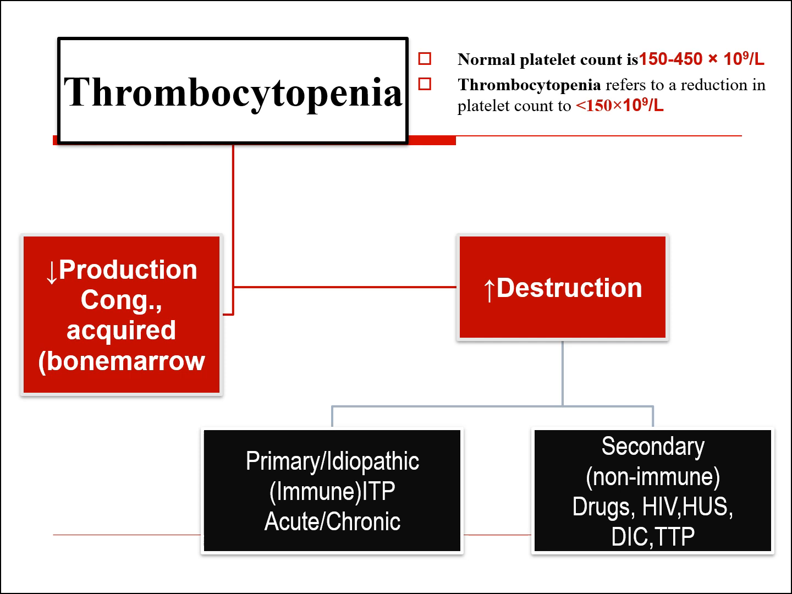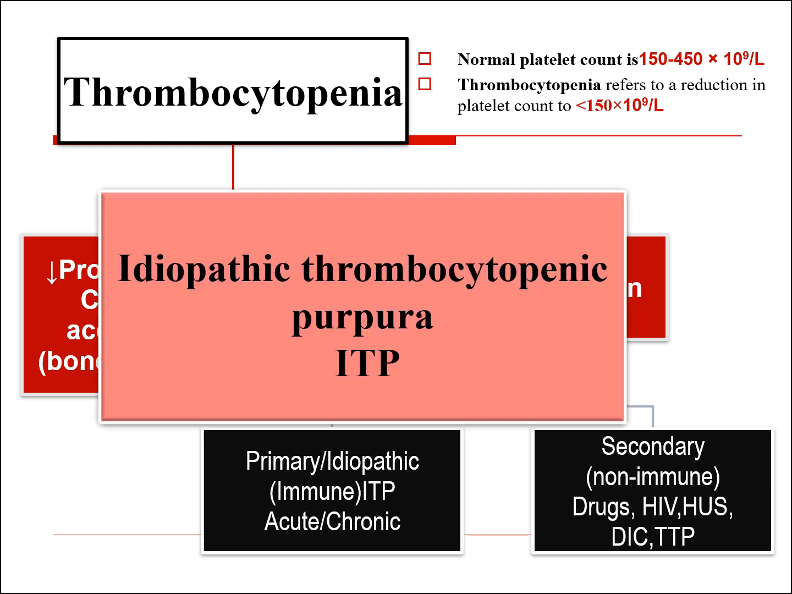Destruction is either primary, idiopathic, autoimmune, like in idiopathic thrombocytopenic purpura, or it is secondary to other non-immune processes like drugs, hemolytic uremic syndrome, HIV, DIC, and thrombotic thrombocytopenic purpura. We will take a common example of thrombocytopenia in pediatrics, which is idiopathic thrombocytopenic purpura.